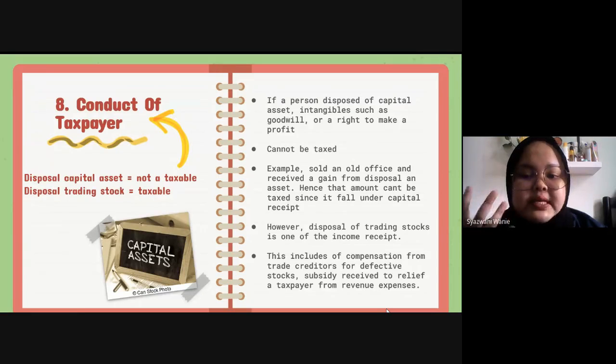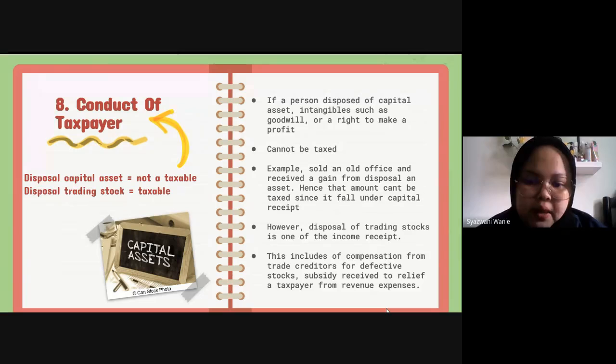For example, ABC company buys a raw material from a supplier Z, and when they receive that raw material, they found that a few items were different. So supplier Z gives a compensation to ABC company. Hence, that amount that ABC company receives will be taxed. This is because the cost of the raw material just now is a deductible expense. Thus, it is under income receipt, and income receipt effectively reduces the amount of deductible expenses.